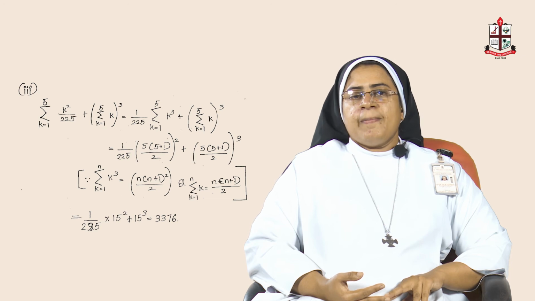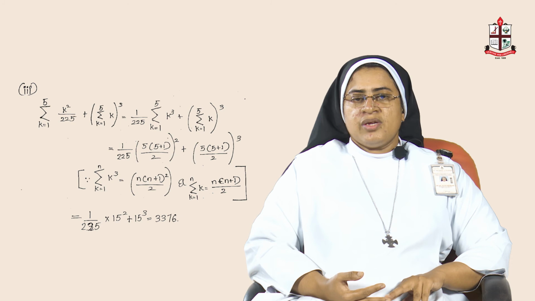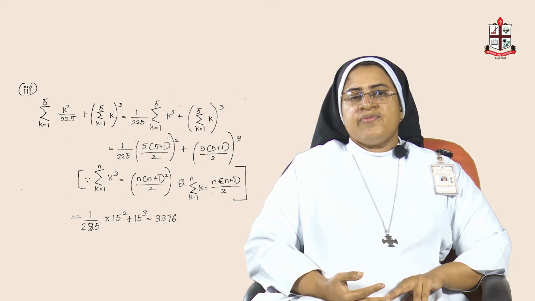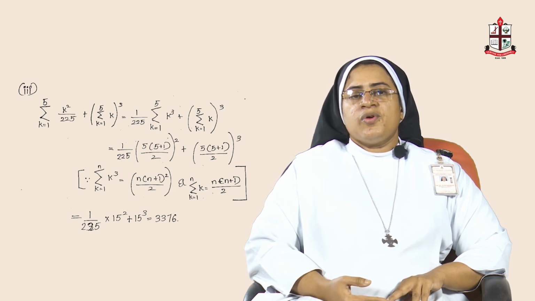So, I will get 1 by 225, sigma k cube will become n into n plus 1 by 2 the whole square, 5 into 5 plus 1 by 2 the whole square, plus the next term will become n into n plus 1 by 2, actually 5 into 5 plus 1 by 2, but already there is a cube, you have to cube it and write. The formulas are given in the bracket.